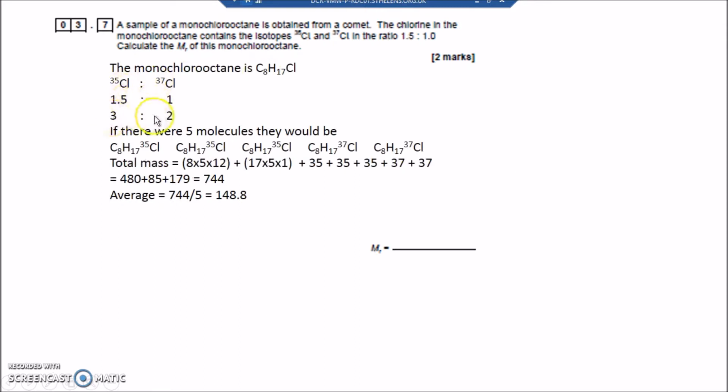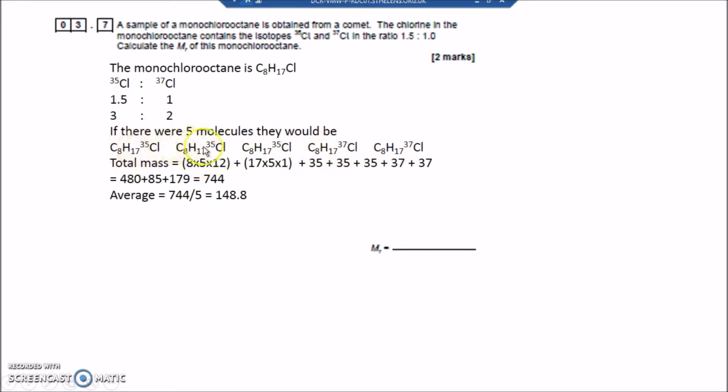So if it's in the ratio 3 to 2, 3 35s for every 2 37s, for every 5 of these, if I have 5 of these, 3 of these and 2 of these, I'd have that one, and that one. So it doesn't matter where the Cl is on the molecule, the Mr is going to be the same in this one with a 35, this one with a 35, and this one with a 35, and this one with a Cl, and this one with a Cl. So 3 occasions out of the 5, it's got a 35Cl in, and 2 occasions out of the 5, it's got a 37Cl in.